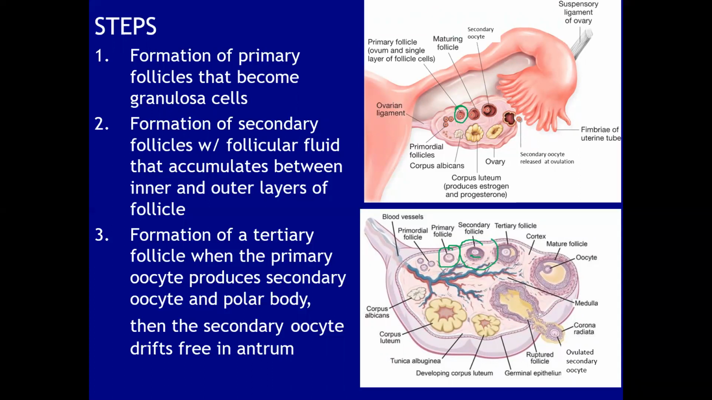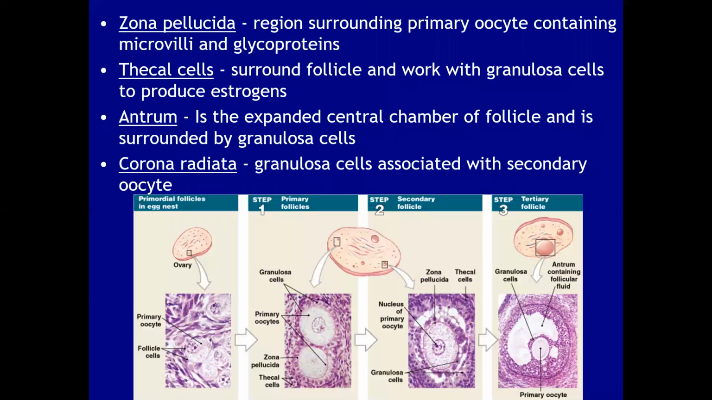The formation of a tertiary follicle, that you can see right here, occurs when that primary oocyte produces the secondary oocyte and that first polar body. Then that secondary oocyte drifts free, and that's what we're seeing right here, drifting free in the antrum. So let's look at this picture first. This area is the antrum, and this is what has the follicular fluid.